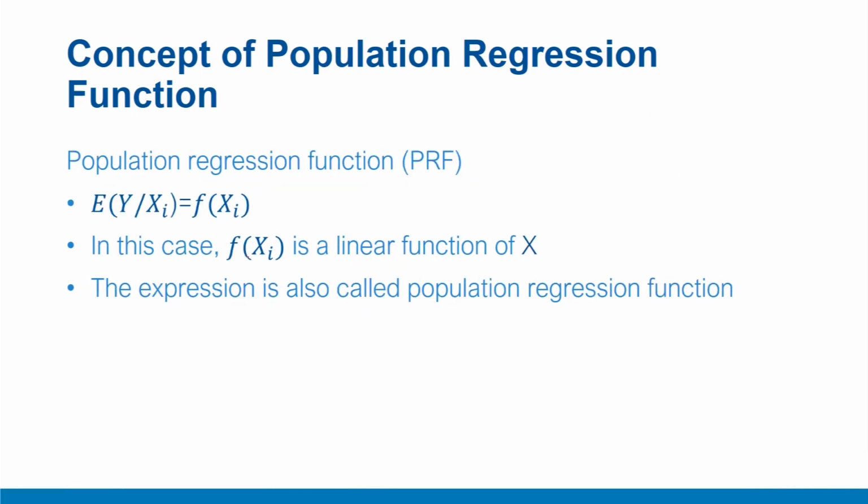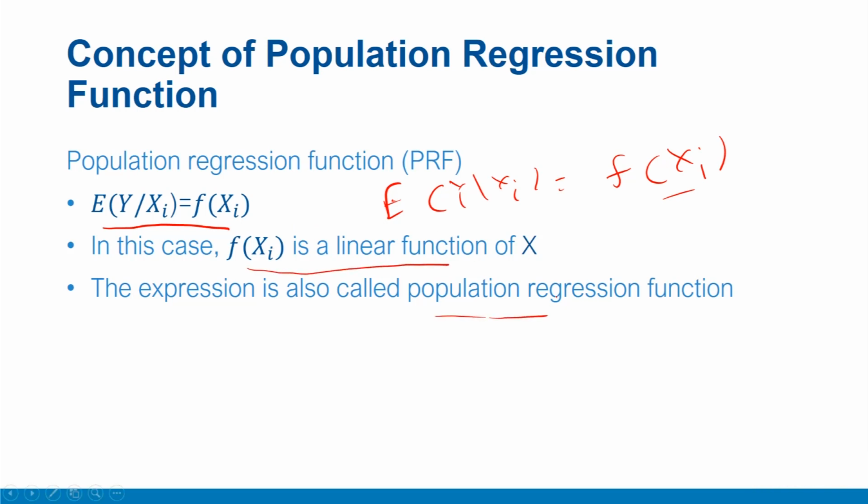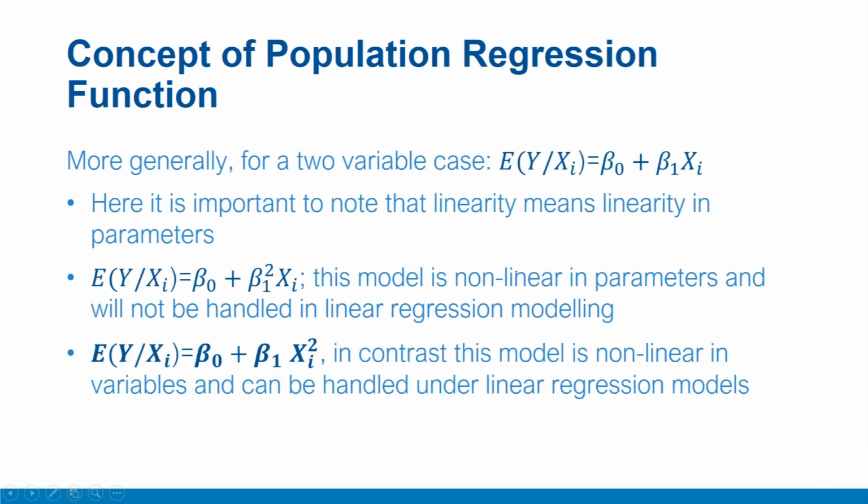The population regression function discussed here can be denoted by this expected value, which we have already seen, expectation of y given xi. This is often referred to as the population regression function, f(xi). Here f(xi) is a linear function of x. When we say it's a linear function, this linearity means linearity in parameters, and this can be more simply written as expected value of y given xi equal to beta naught plus beta 1 into xi, where beta naught and beta 1 are population parameters.